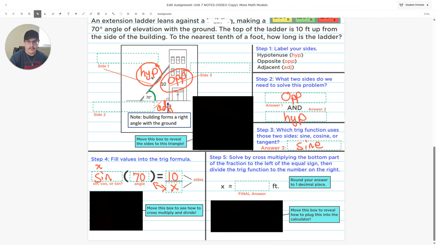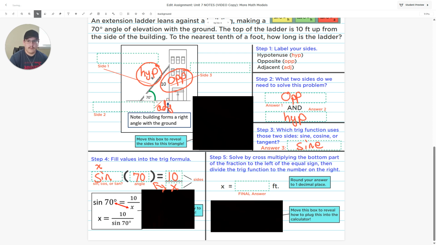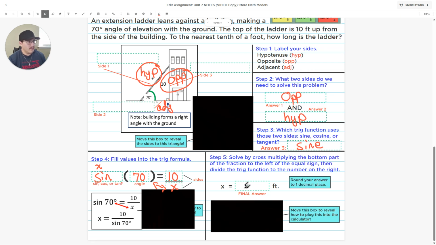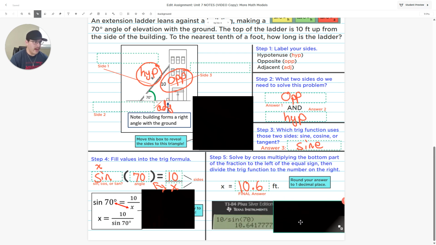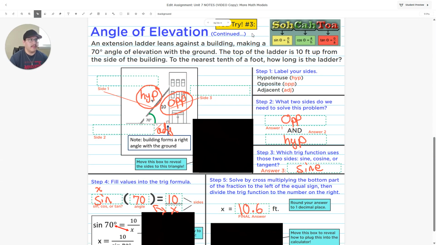I'm not going to use that. Let's use Desmos. So 10 divided by the sine of 70, and we get 10.6 to the nearest tenth. So 10.6 feet is the length of that ladder. And that's it. That's the answer for you try number 3.